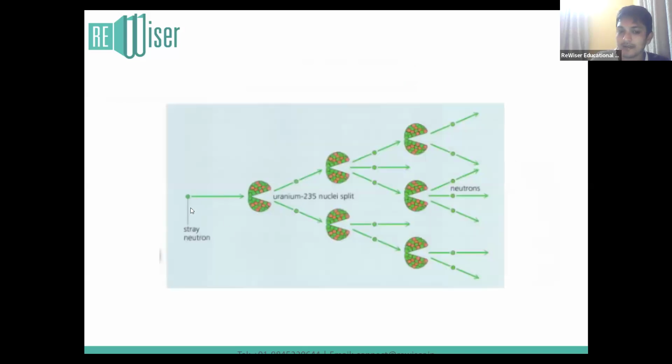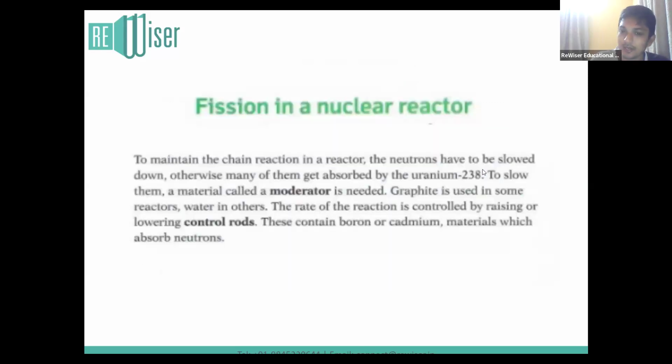Here you can see, with each neutron that is colliding with a uranium nucleus, causing the nuclear fission reaction, there are 3 more neutrons produced, which then collide with 3 more uranium nuclei, causing more and more chain fission reactions. When this is controlled, you can harness this energy using it in a nuclear reactor.